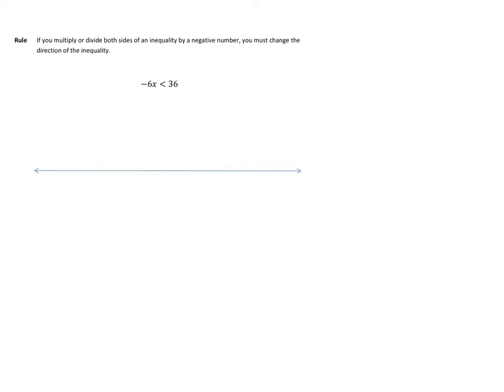So we have this rule that says anytime that you multiply or divide both sides of an inequality by a negative number, you must change the direction of the inequality. So if we try that here, the idea would be, okay, if I want to get x by itself, I can divide both sides by -6. On the left, you get x. On the right, you get -6. But the question is, why does this change directions?